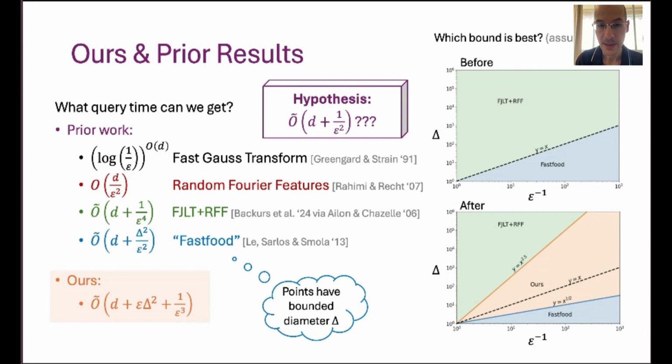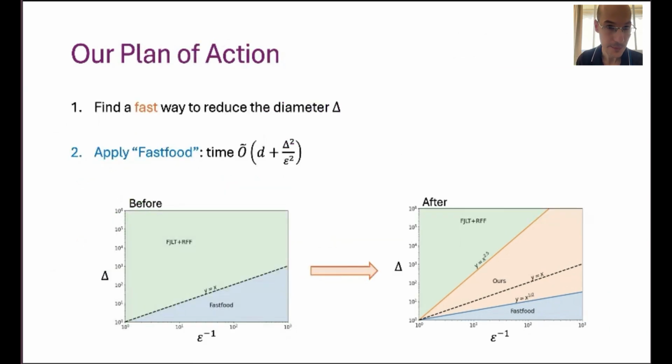And still, this is a long list of bounds. It raises the question, what is the best bound you could get? I don't know the answer. One can hypothesize it's maybe d plus 1 over epsilon squared, but this is an open question.